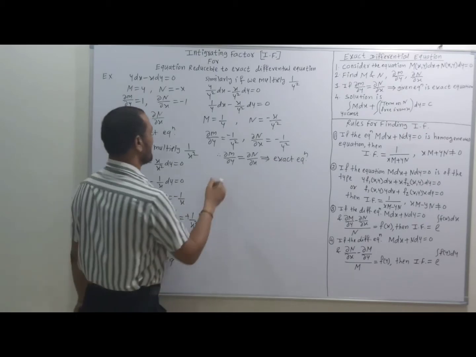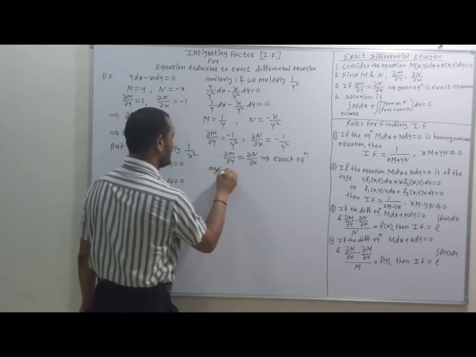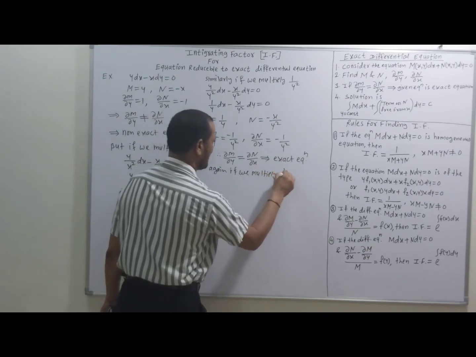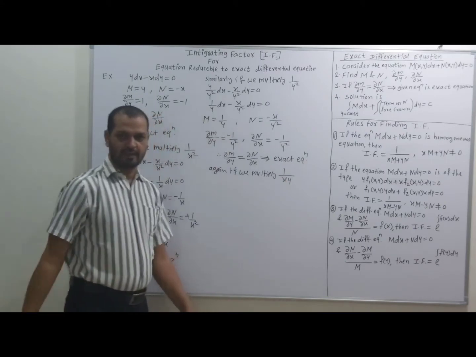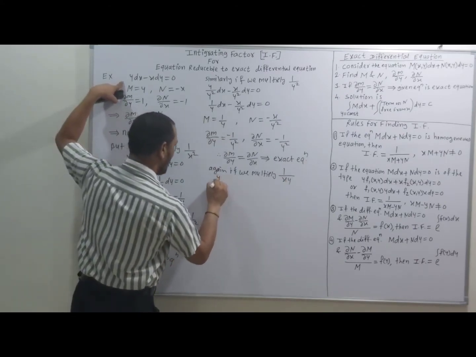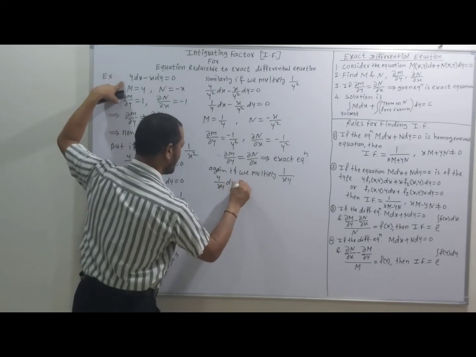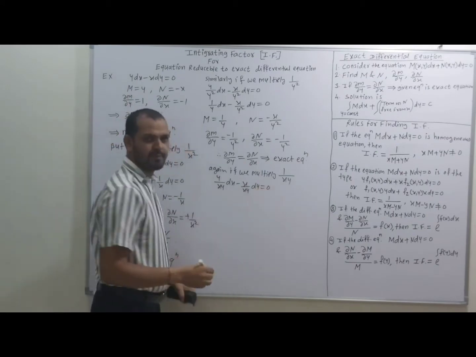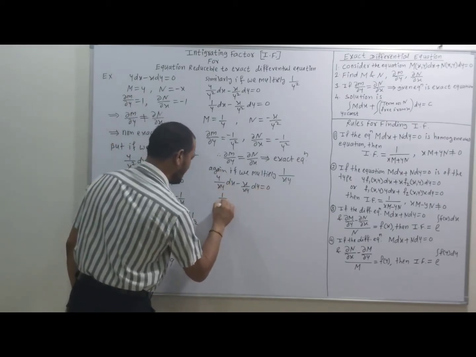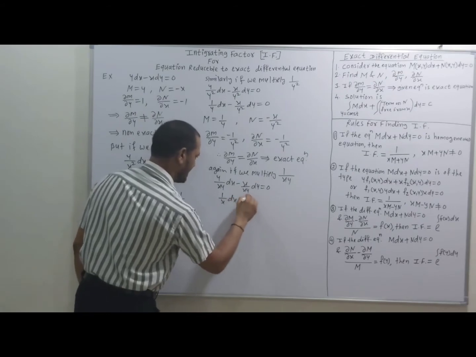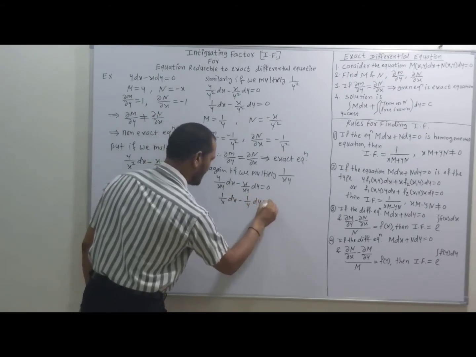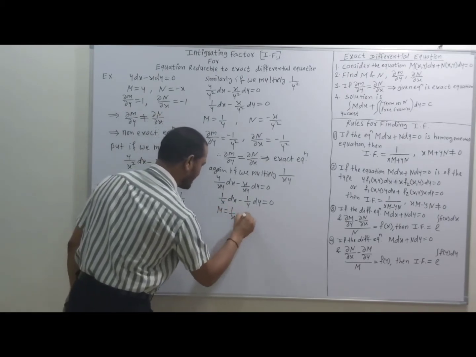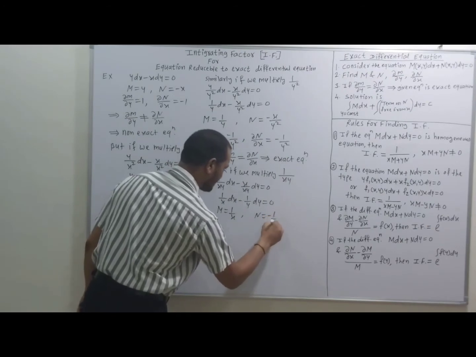So there is one more multiplying factor. Again, if we multiply the given equation by 1 upon xy, this equation becomes y upon xy dx minus x upon xy dy equal to 0. Simplifying, this becomes 1 upon x dx minus 1 upon y dy equal to 0. So here again the value of M is 1 upon x and that of N is minus 1 upon y.